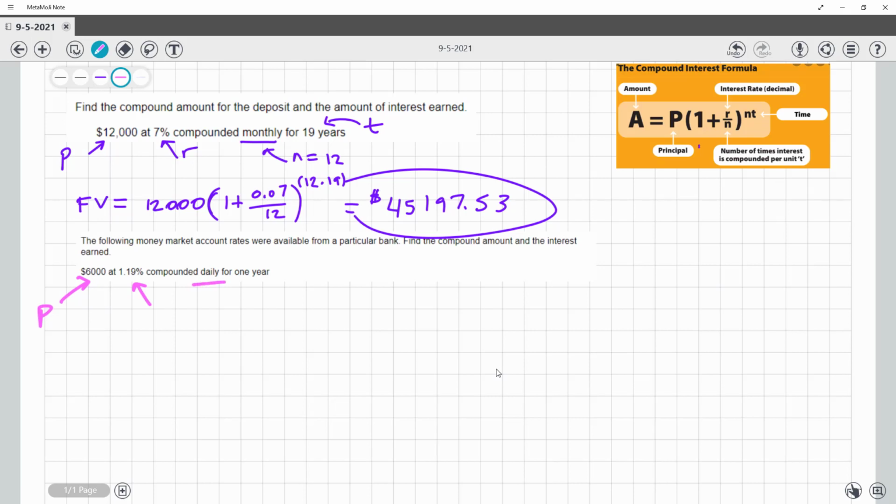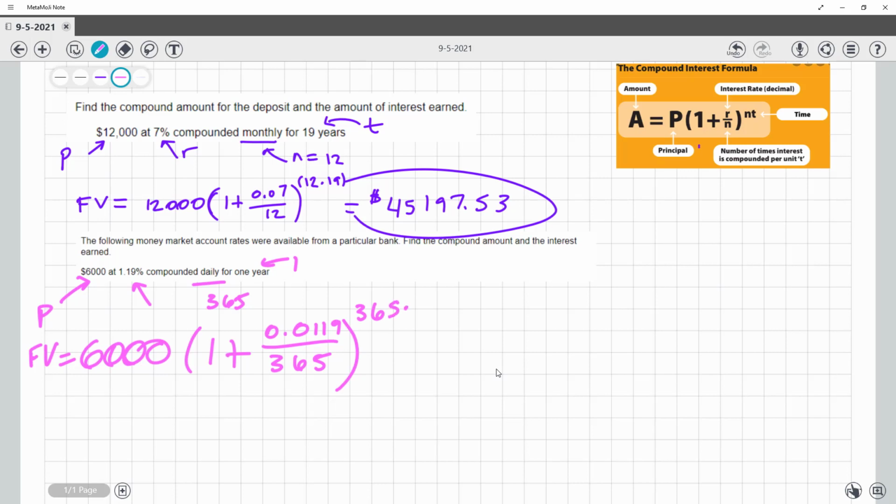So the next problem here shows that my principal is $6,000, my rate 1.19%, and this is compounded daily, so that's going to be 365 for 1 year. So I can plug all this in. My future value is going to equal 6,000 times 1 plus 0.0119. Remember, you move the decimal 2 places to the left, divided by 365 days a year, and then raised to 365 days times 1. And I throw all that in my calculator, and I get this answer.